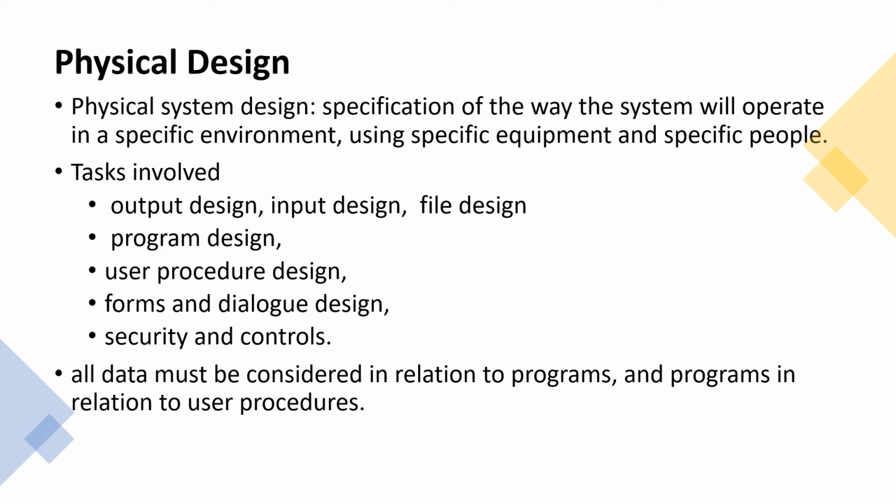System design that is composed of the physical design. There is the physical system design, which is a specification of the way the system will operate in a specific environment using specific equipment and specific people. The tasks involved include output design, input design, file design, program design, user procedure design, forms and dialog designs, security and controls. And all data must be considered in relation to programs and programs in relation to user procedure.